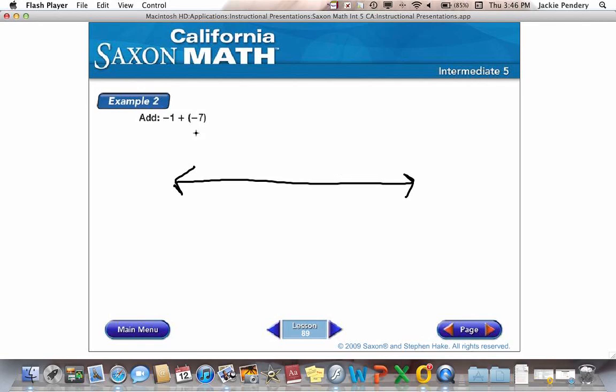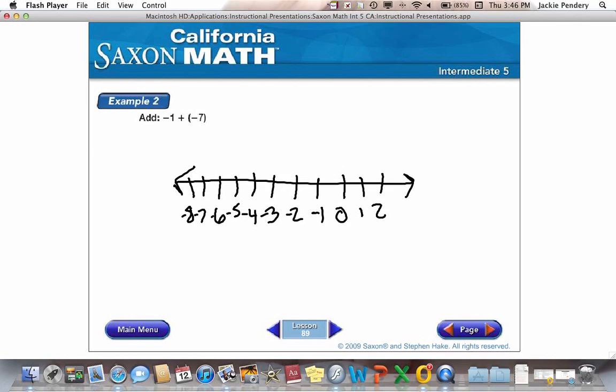Now I see here that I'm starting with a negative and I'm adding a negative. So I'm just going to put my 0 kind of over on this side. All right, we have 1, 2, 3, 4, 5, 6, 7, 8. Okay, -1, -2, -3, -4, -5, -6, -7, -8. Okay, so this time I am starting at -1.